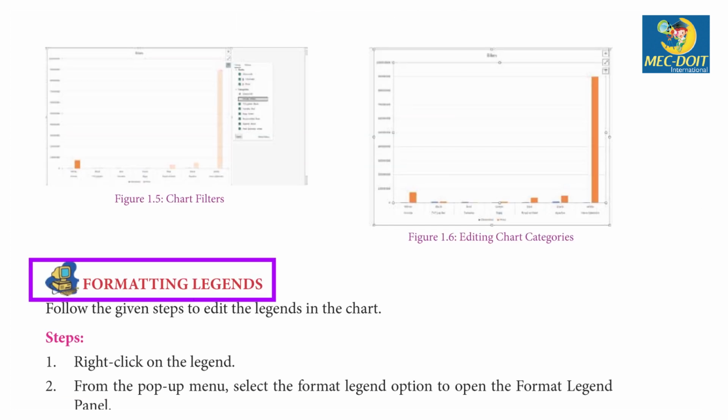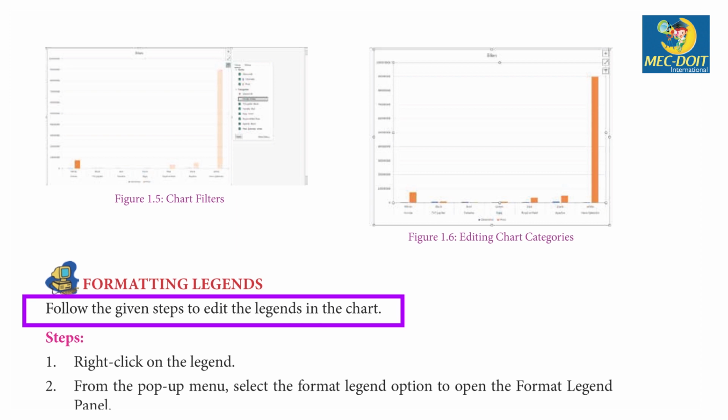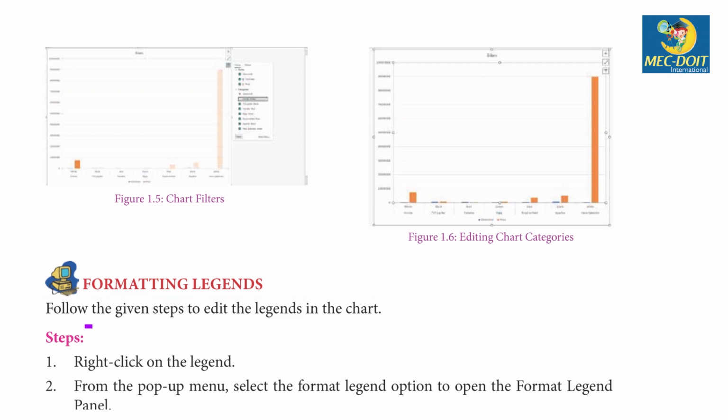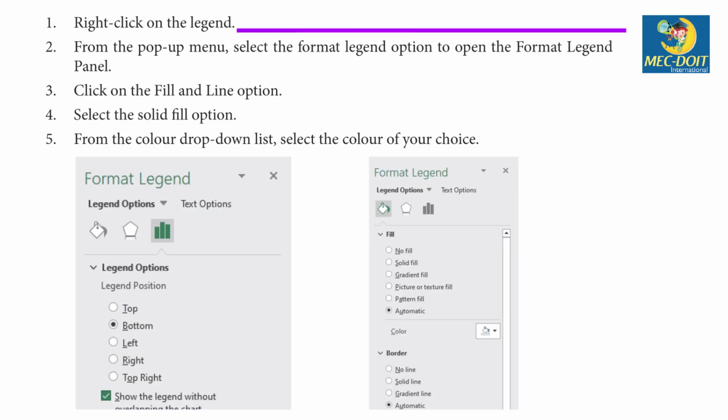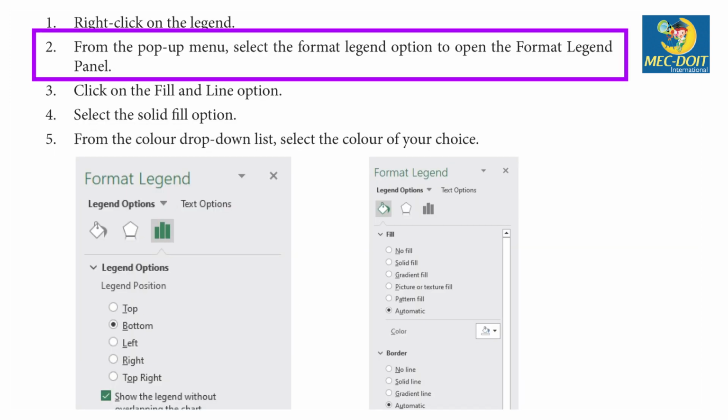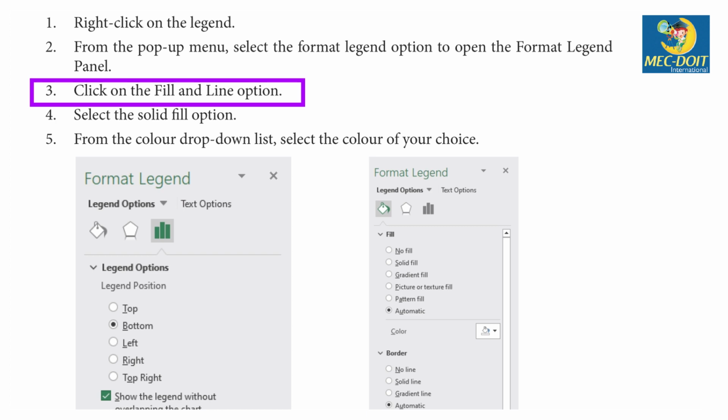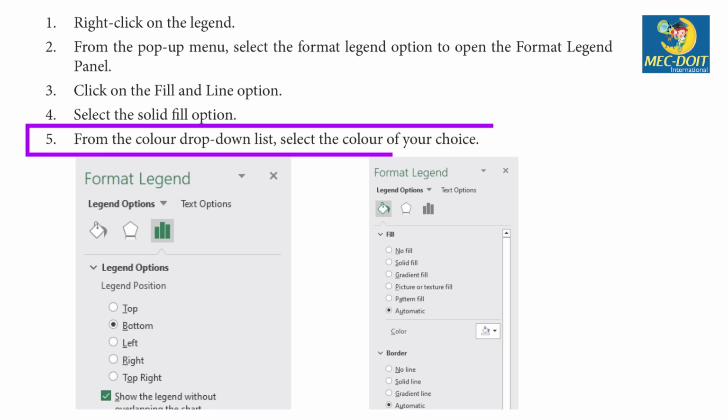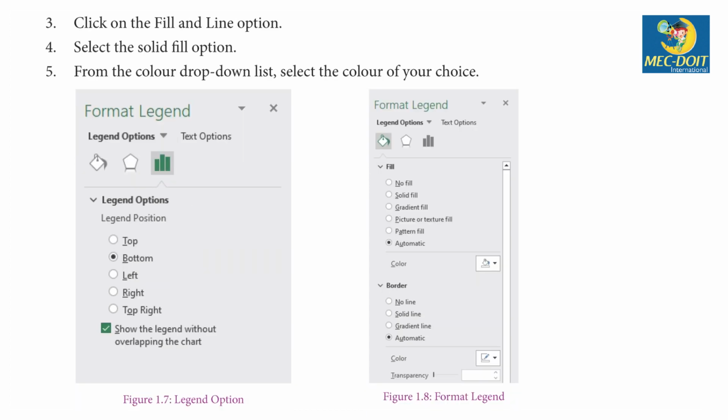Formatting legends. Follow the given steps to edit the legends in the chart. Steps. 1. Right click on the legend. 2. From the pop-up menu, select the Format Legend option to open the Format Legend panel. 3. Click on the Fill and Line option. 4. Select the Solid Fill option. 5. From the Color drop-down list, select the color of your choice.